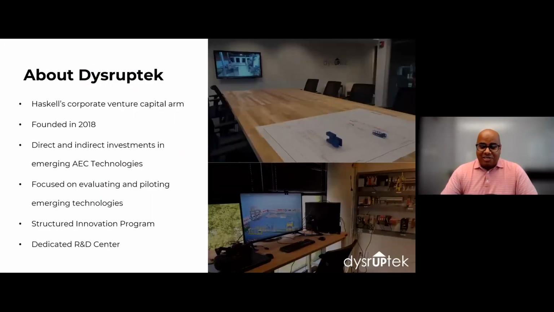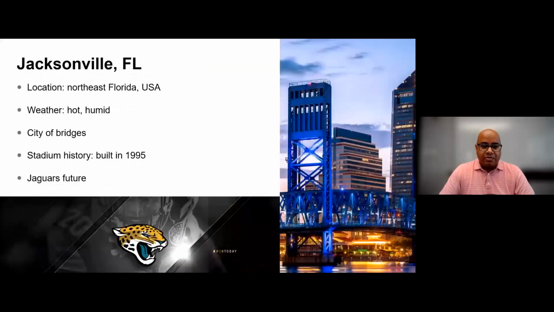A little background on Disruptech. Disruptech is Haskell's venture capital arm. It was founded in 2018. Our mission mainly consists of 3 different pillars: invest, invent, and innovate. We make investments in the construction technology space when it makes sense for us. We have a dedicated R&D center, where we put on that R&D hat and try to actually make things. And then the last part is the structured innovation program, where we open up the floor for all our employees to submit ideas and look at how we implement them, whether it's on the design side, in the office, or in the field, at the job site.